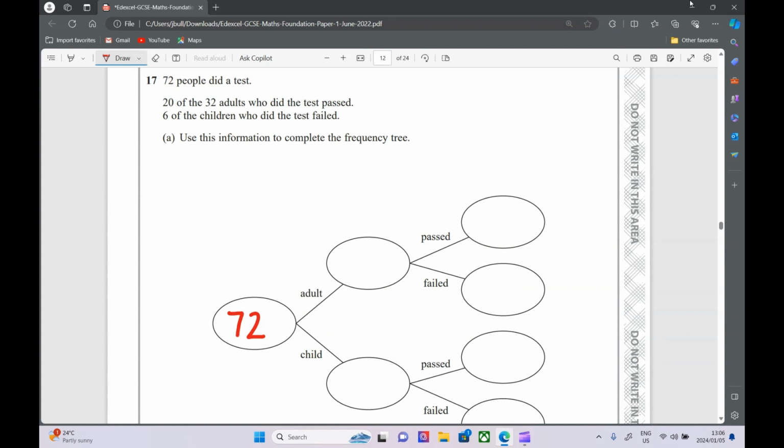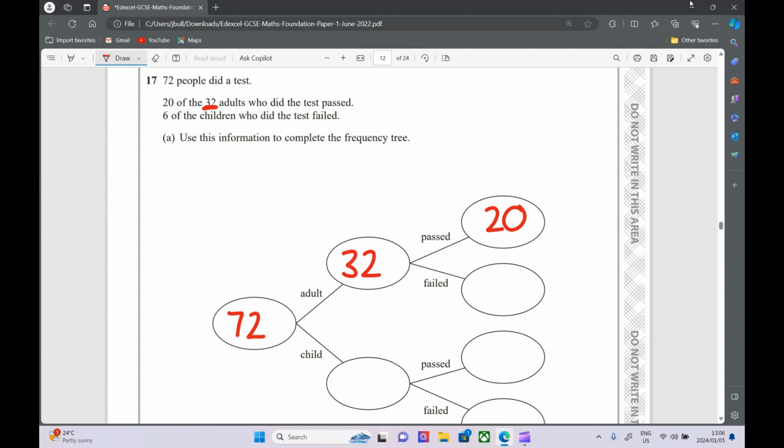20 of the 32 adults who did the test passed. So this tells us we've got 32 adults in total. So let's put that in the adult column. And it tells us 20 of them passed. So 20 adults passed. So you can see all of the ones in this top one, they're all the adults.